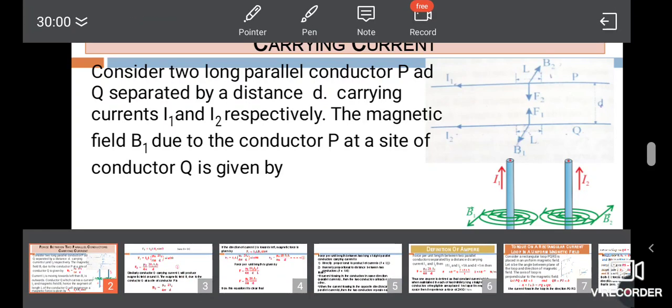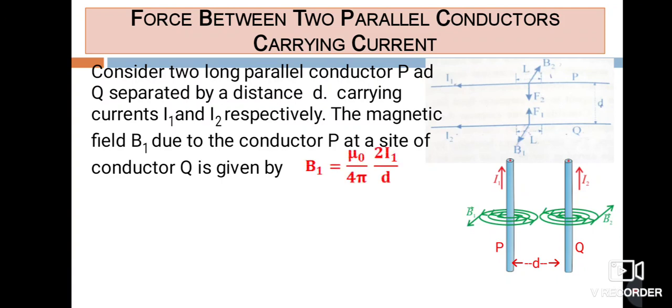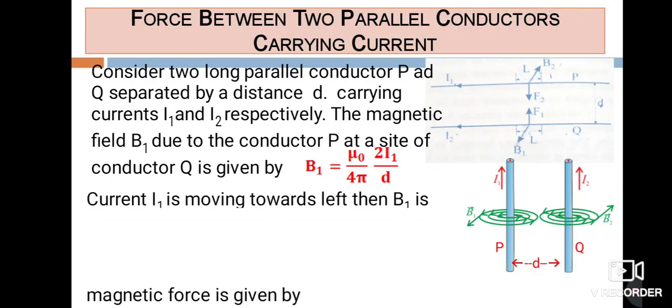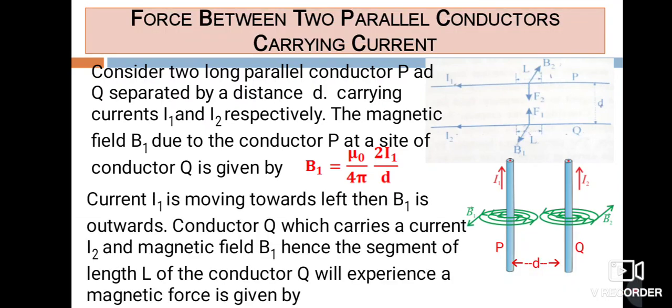will be given by B1 is equal to mu naught by 4 pi, 2 I1 divided by d. The current I1 is moving towards the left side, so B1 is always acting outwards. Then the conductor Q, which carries a current I2 in the magnetic field B1, hence a segment of length L of the conductor Q will experience a magnetic force.